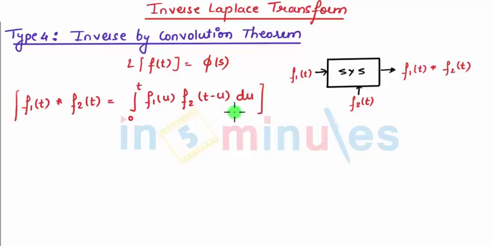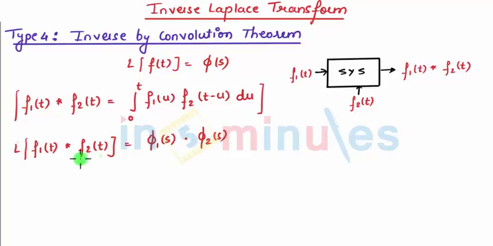Now what exactly does the inverse Laplace transform convolution theorem say? It says Laplace of f1 of t convolve with f2 of t is equal to phi 1 of s into phi 2 of s. That means the convolution sign changes to multiplication. That is exactly the convolution theorem in Laplace. So I say convolution changes to multiplication.